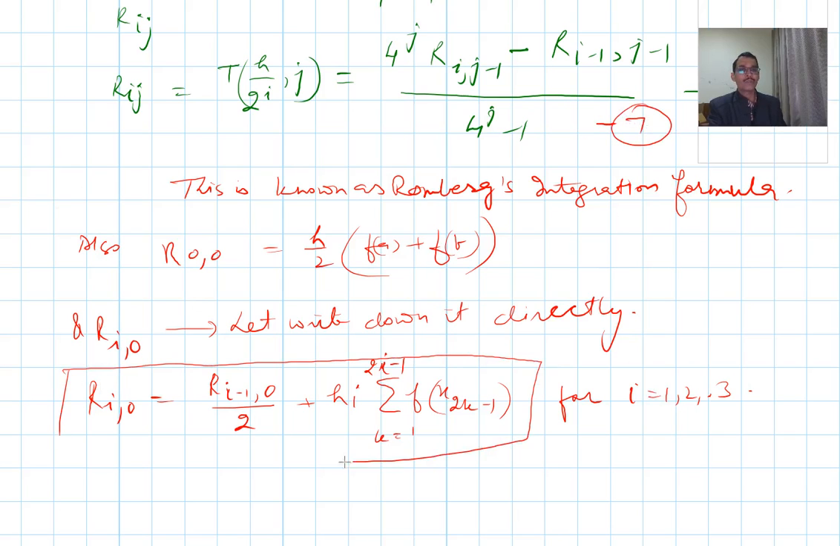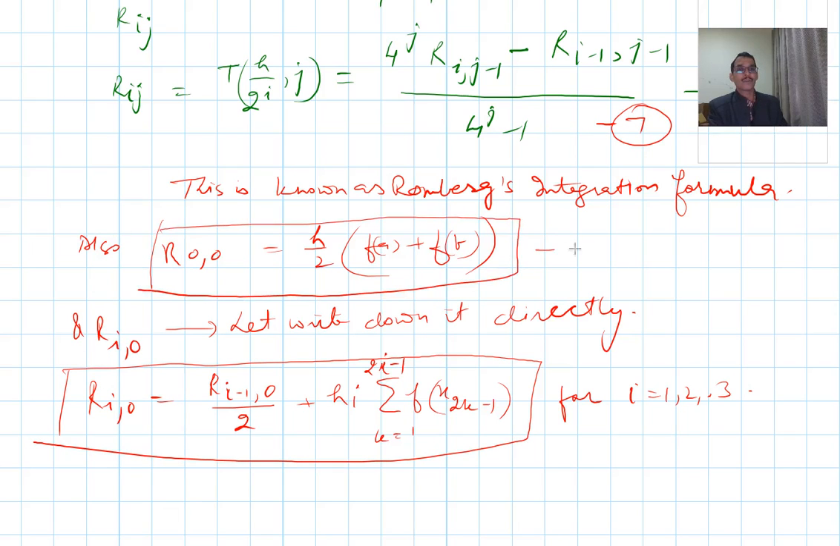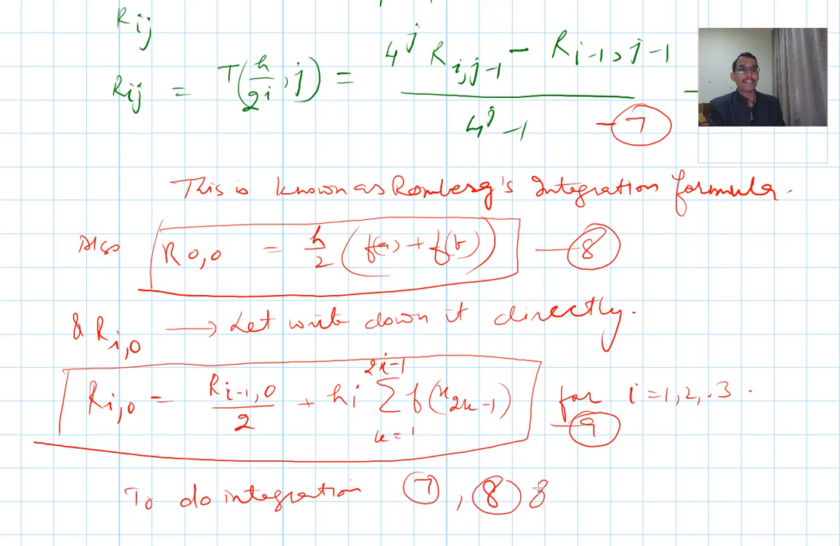These are the two things which we have to keep in mind. To do integration, we have to remember equation numbers 7, 8 and 9. These are very important equations which we will use to compute the integrals using the Romberg integration method. So for this, let us do an example.